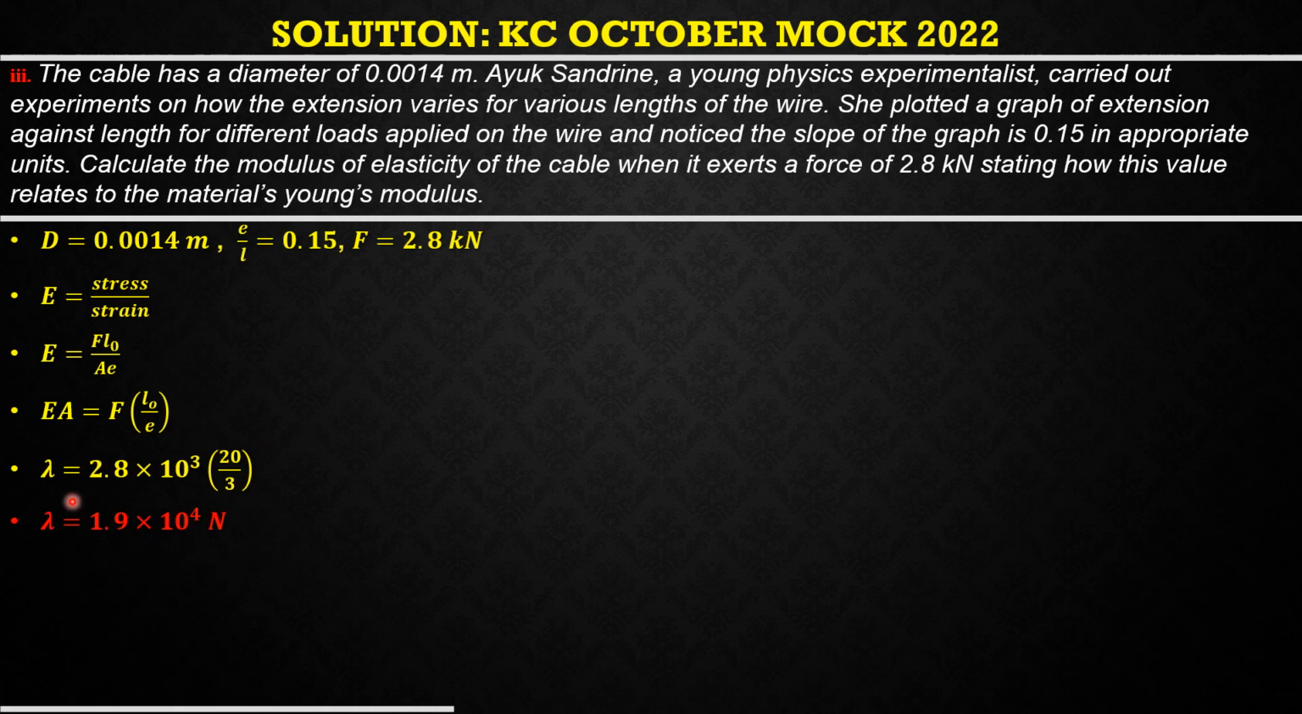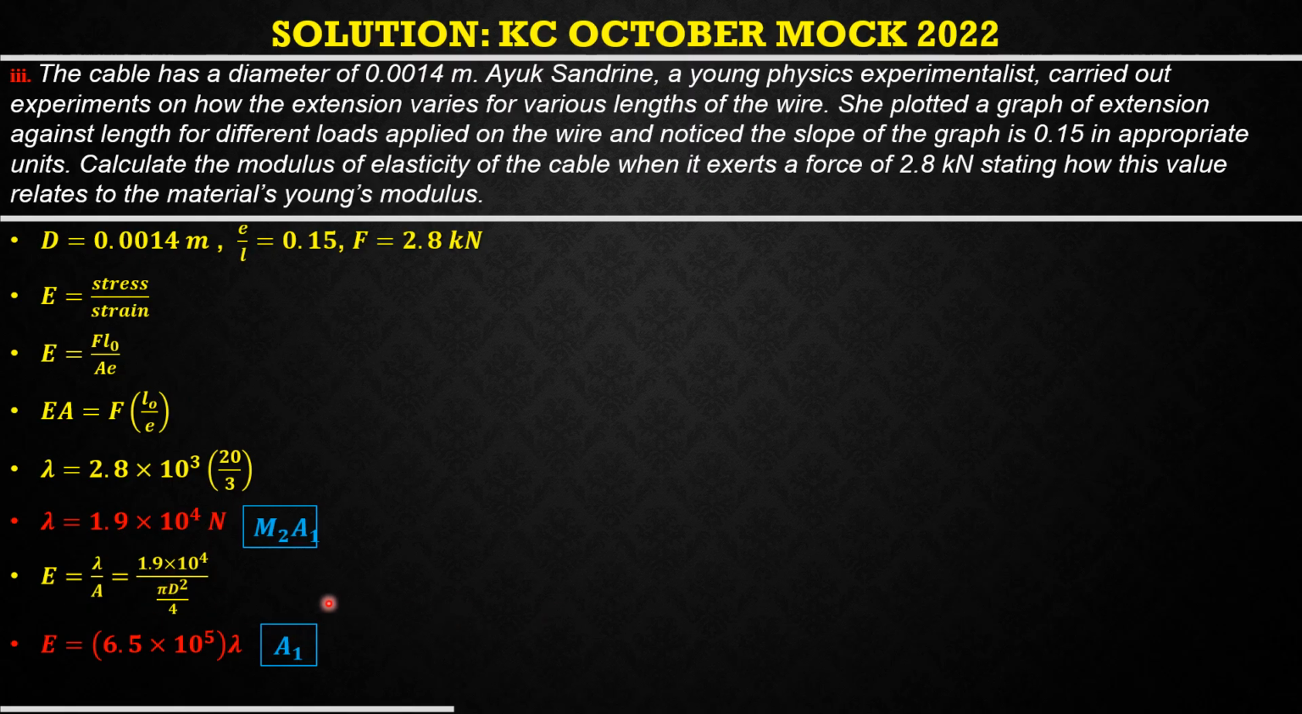But how do we relate this modulus of elasticity to the material's Young's modulus? Again, remember that Young's modulus is basically modulus of elasticity divided by the cross-sectional area of the material. So we can go ahead and say, all right, so cross-sectional area, if we find this cross-sectional area, is basically 6.5 times 10 to the power 5 multiplied by the material's modulus of elasticity. So that's the relationship, and the mark allocation here is like that.